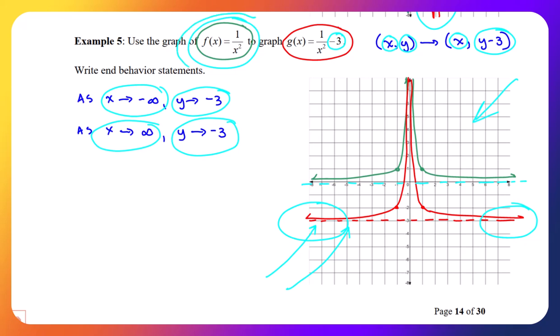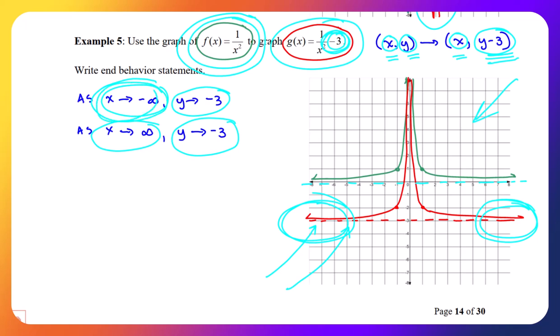So then, here's my original green graph. Here's the red graph. This goes down 3. So x stays the same. Y goes down 3. My asymptote goes down 3. So as I go to the left, y approaches -3. And as I go to the right, y still approaches -3.